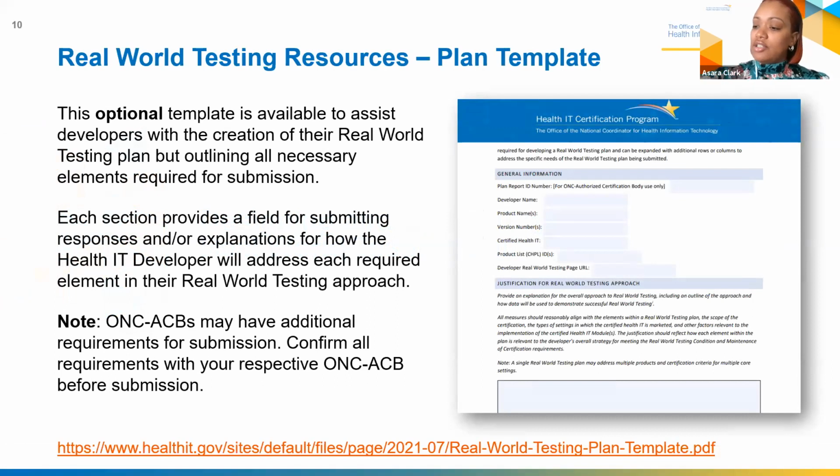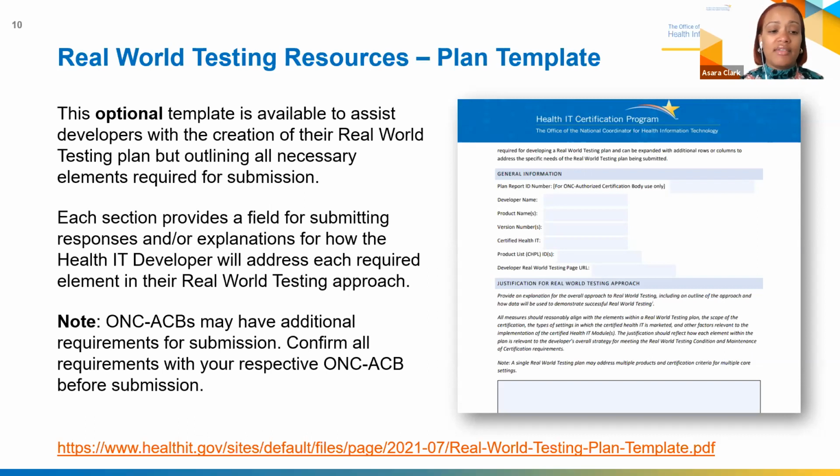All right, I want to first point your attention to a template that ONC put out. It's an optional template that's been made available to health IT developers as they create their real world testing plans. It outlines all of the required elements. It is intended to help you organize the information that is required in your plan to help you flesh out how you're going to approach real world testing. Again, it's optional, so you don't have to use it, but it's a really great guideline for how you might organize and structure your real world testing plan for submission to your ONC ACB.